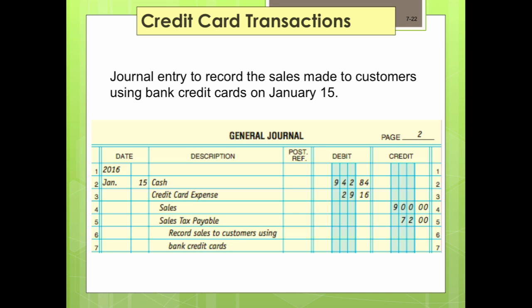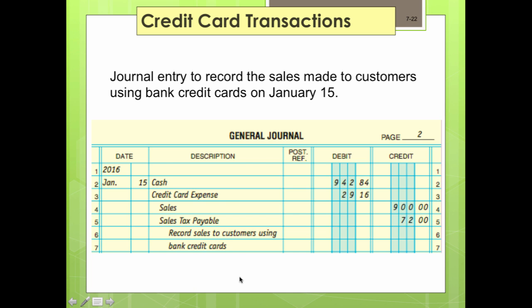Now, this is how a journal entry to record the sales made to customers using bank credit cards should look, and this is for a transaction made on January 15th. We have a debit for cash for $942.84. This is based on the example back here. We have a debit for credit card expense for $29.16. We have the sales as a credit for $900 and a sales tax payable for $72, which amounts to 8%. And this is to record the sales to customers using bank credit cards.